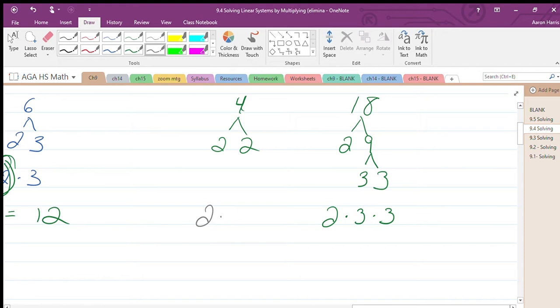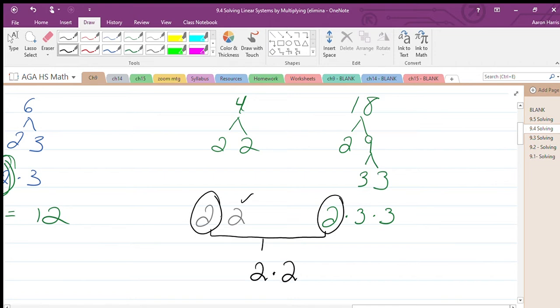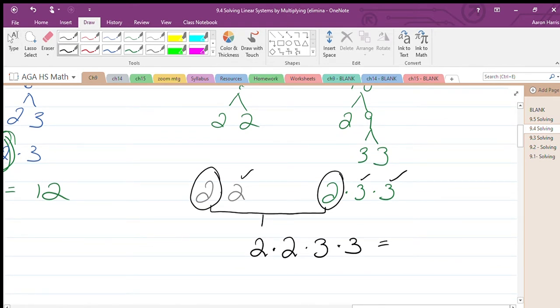So now I have 2 times 2. Here we go. I have a 2 over here, I have a 2 over here. So I only write that how many times? You got it, you write it once. I have a 2 here. I have no more 2's over there, so it comes down, 2. I have a 3 over here. I have no 3 on the other side, so I write the 3. I have another 3 here, but no 3 over there, so I write the 3. And now, 2 times 2 is 4. 3 times 3 is 9. 4 times 9 is what?